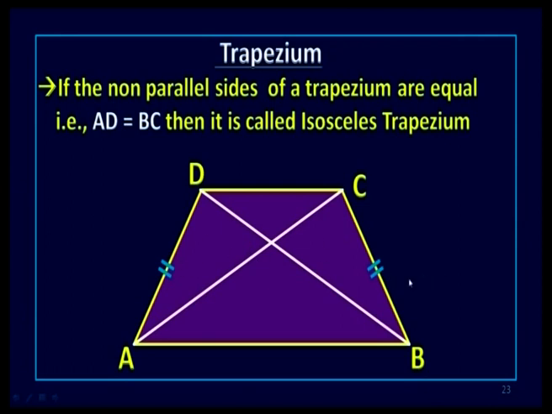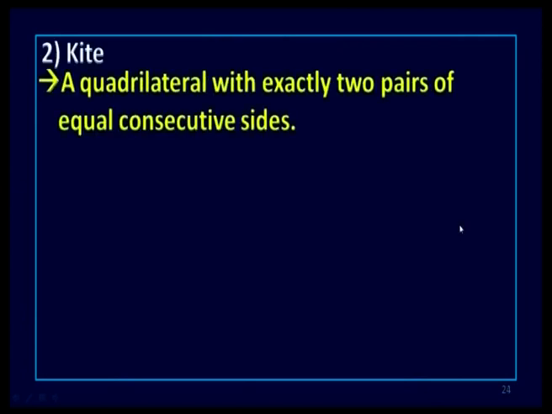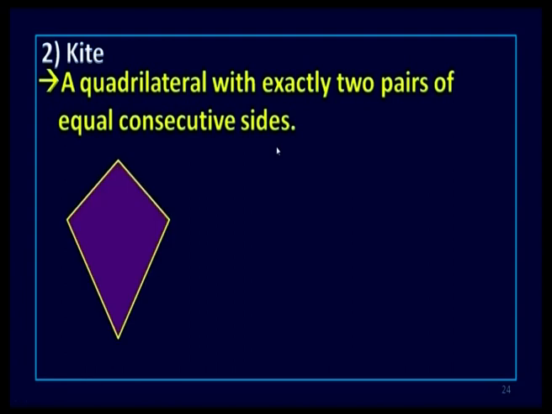If they are equal, then it becomes an isosceles trapezium. Okay, now let us understand what is a kite. A quadrilateral with exactly two pairs of equal consecutive sides, or we can call adjacent sides.